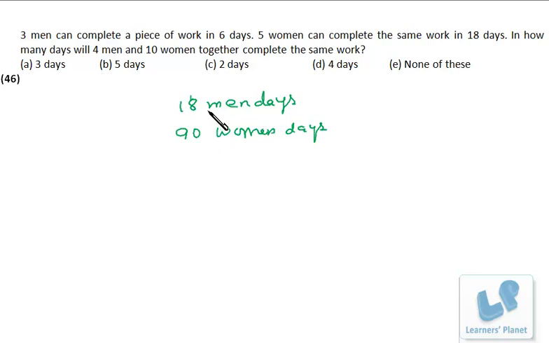Now 18 man days is equal to 90 woman days. That means 1 man can work equivalent to 5 women, right? Now here 4 men and 10 women are there. 10 women means 2 more men, isn't it? Because 1 man is equivalent to 5 women. So in all, 4 men plus 2 men, 6 men are there. Now the total work is 18 man days, and if 6 men are there, the work will be done in 18 by 6, that is 3 days. As simple as that.